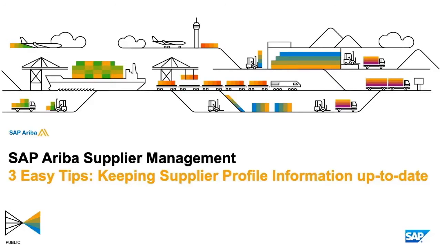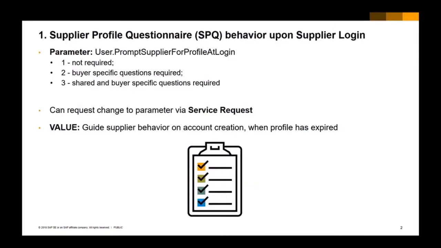Hello everyone, and today I'll be talking about 3 easy do-it-yourself tips for keeping supplier profile information up to date. The first is actually what we call system parameter. It's really just a site level setting that is maintained by Ariba and can be updated via a service request.